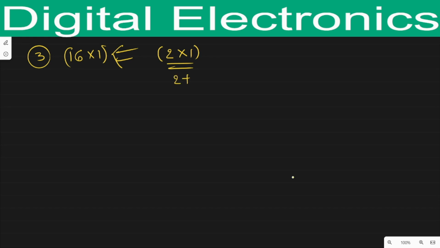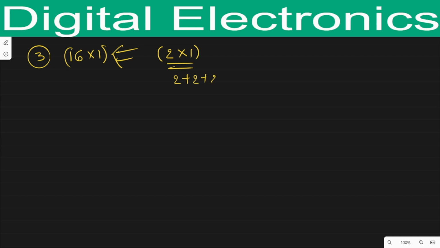Now our third question. Here we have to design a 16 cross 1 mux using 2 cross 1 mux. This one is the requirement. So how many 2 cross 1 mux are required?